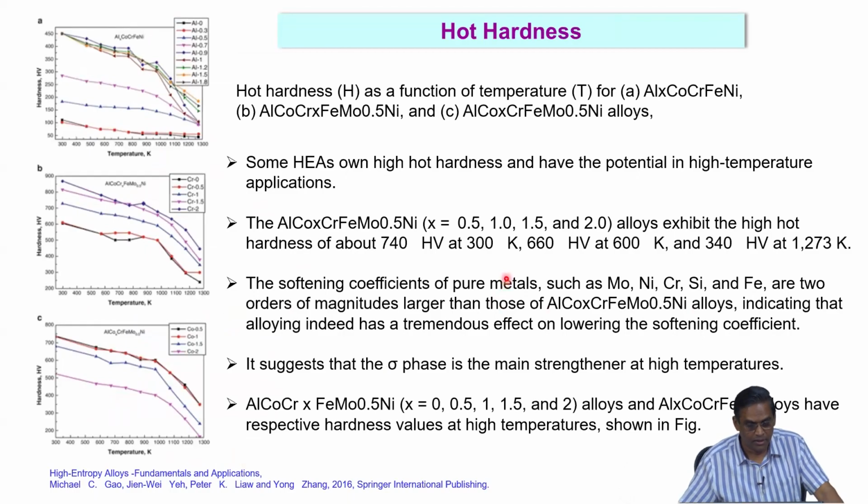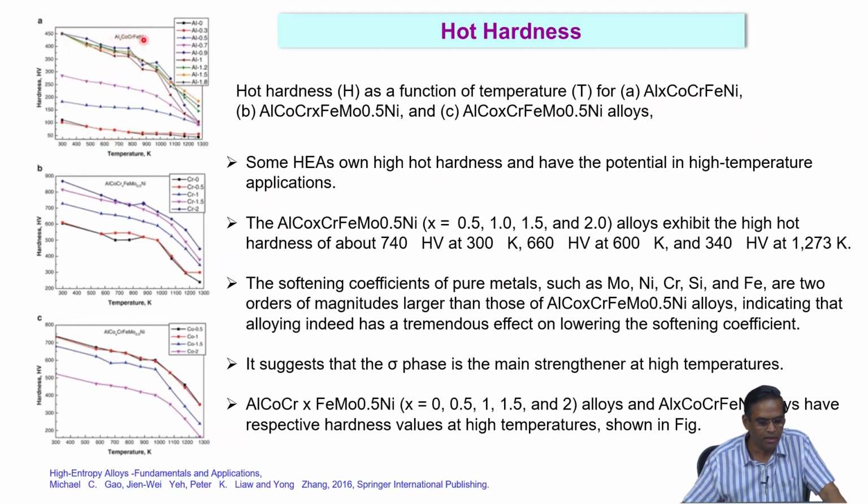And a very important thing is hot hardness. What is hot hardness? We talked about hardness, which we normally measure at room temperature. Hot hardness is hardness as a function of temperature, that means you can measure it at a very high temperature, right? You can do an in situ kind of measurement. For aluminum, cobalt, chromium, iron, nickel base, similar kinds of high entropy alloys, they show very high hot hardness and have potential in high temperature applications.